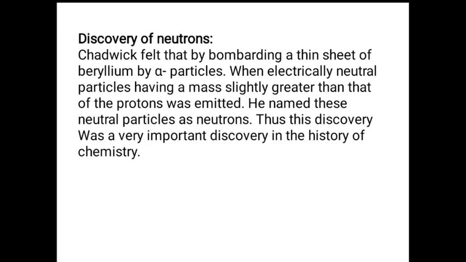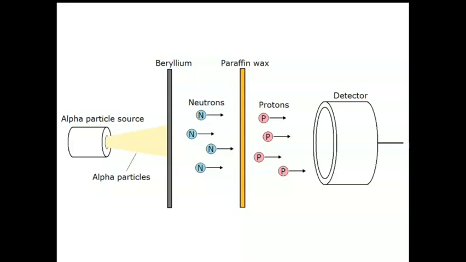So Chadwick in 1932 conducted an experiment. He took the source of alpha particles. Alpha particles are helium nuclei having 2 unit charge and 4 unit mass. He struck alpha particles on the beryllium foil. And when he struck the alpha particles on beryllium foil, a new type of particles were generated. These new particles did not carry any charge and they were just the neutrons.